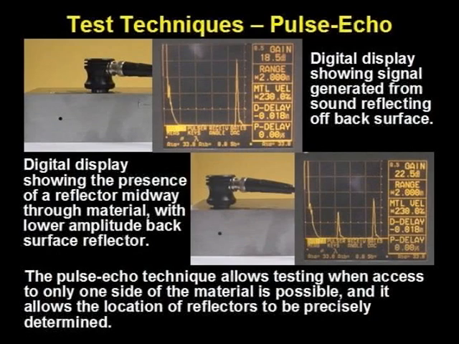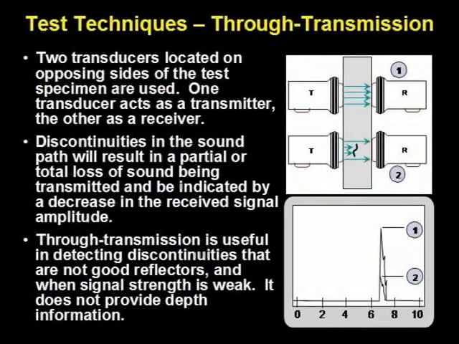The pulse echo technique allows testing when access to only one side of the material is possible. The instrument also has been set up with the correct material velocity, such that the time axis may be interpreted as depth of reflector. Sometimes the through transmission technique is the best method.